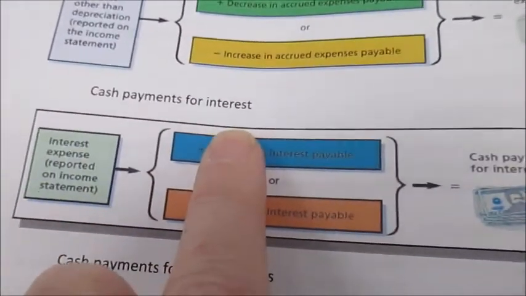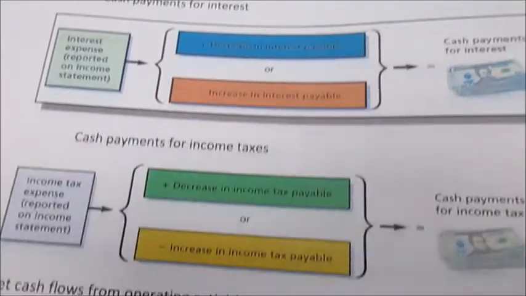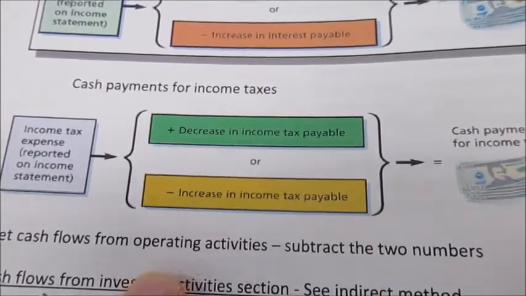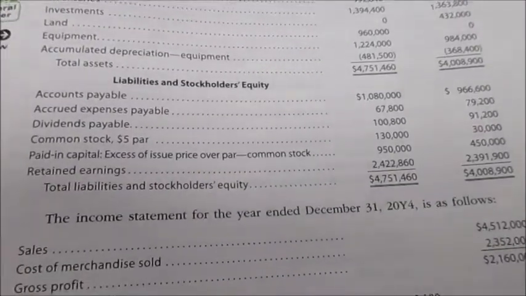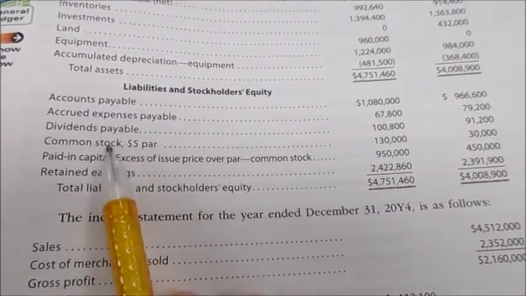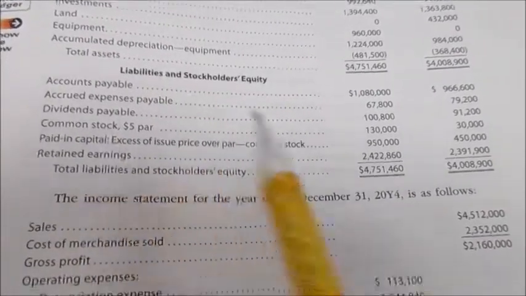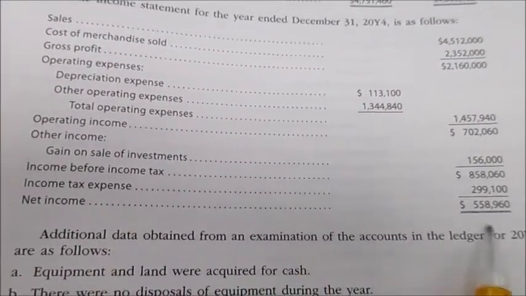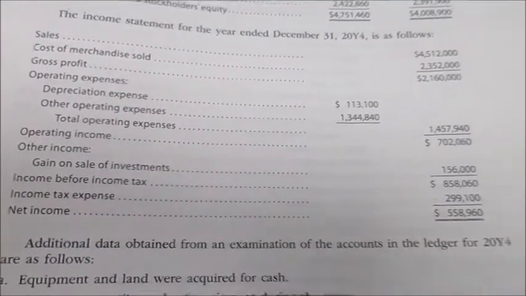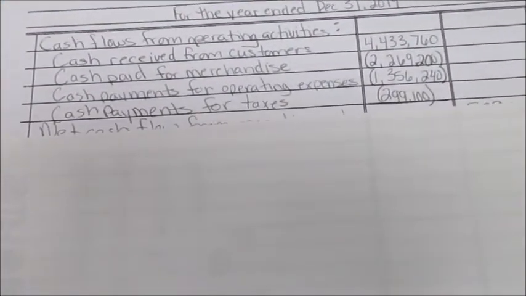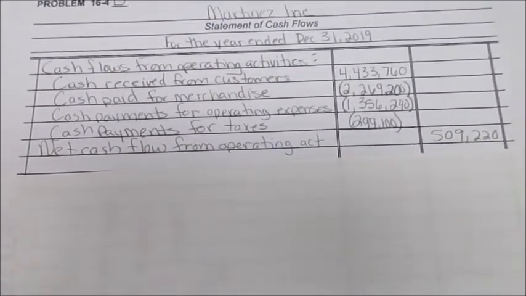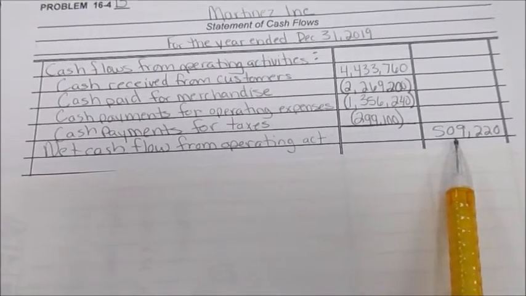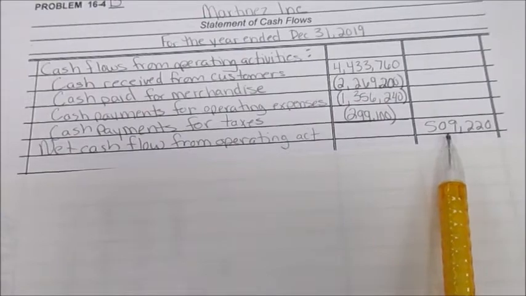Since we were doing less, all of this, we got one more. Cash payments for interest. If we look at our book, we have no interest. So we're going to jump down here to cash payments for income taxes. Take our income tax expense, plus or minus our income tax payable. If we look in our book, we have no income tax payable. We can look here in our liabilities. Income tax payable is not listed. It tells us down here our income tax expense is $299,100, so we're going to use that number as is. Cash payments for taxes, $299,100. We're subtracting all of these numbers, and we get $509,220. So this is our net cash flow from operating activities.